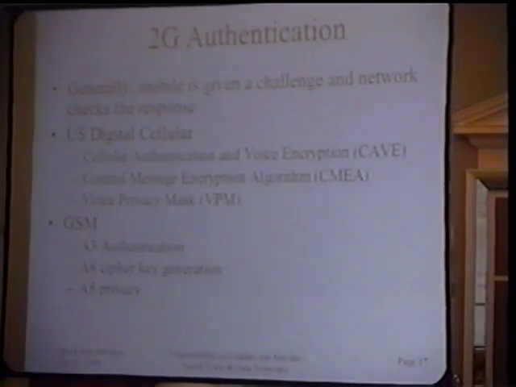So on the U.S. side, there's three sets of algorithms. As you can see here, one provides numbers for everything else. The control message encryption algorithm protects basically the things you type on the keypad. And the voice privacy mask is supposed to give your voice calls a level of protection. On the GSM side, those roughly correspond to what are called A3, A8, and A5. And those are three different algorithms that GSM uses to basically accomplish the same thing.